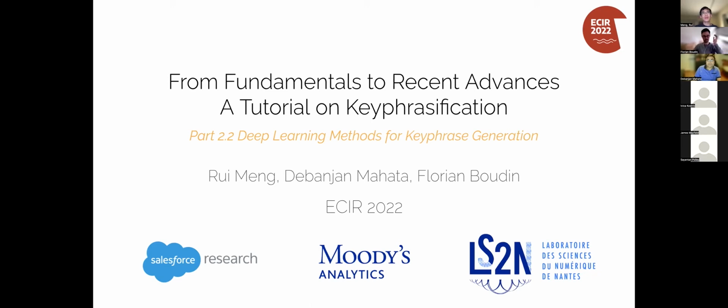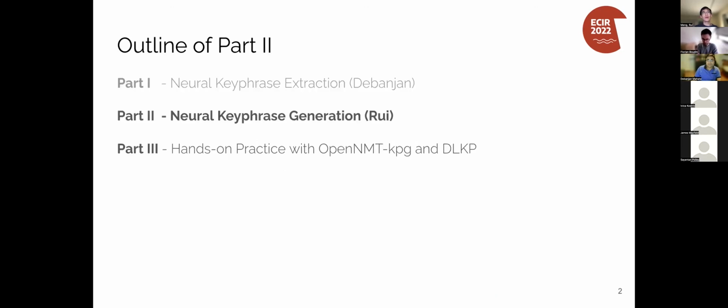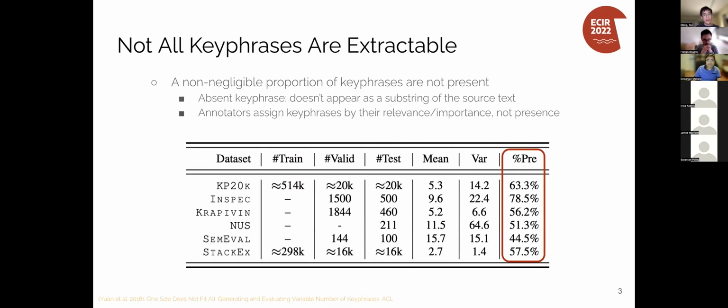For this part, I'm going to introduce the generation method for key phrases. Recall that we have introduced the concept of absent key phrases in part one. Absent phrases denote phrases which don't appear as a substring of the source text.